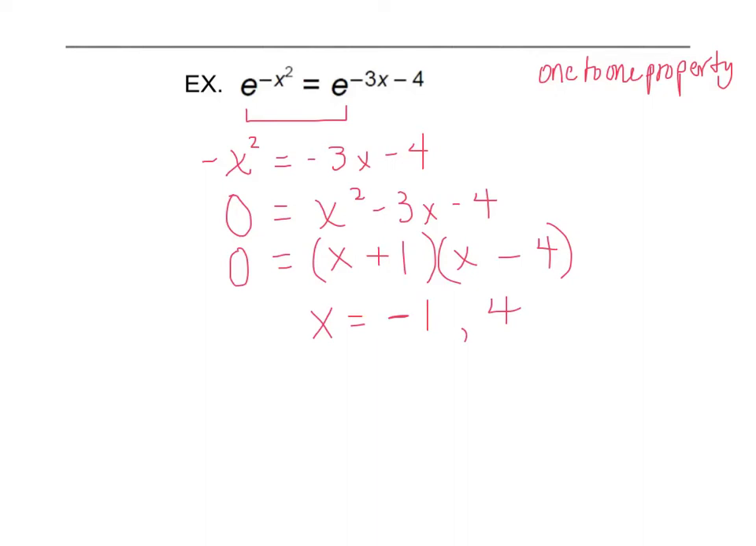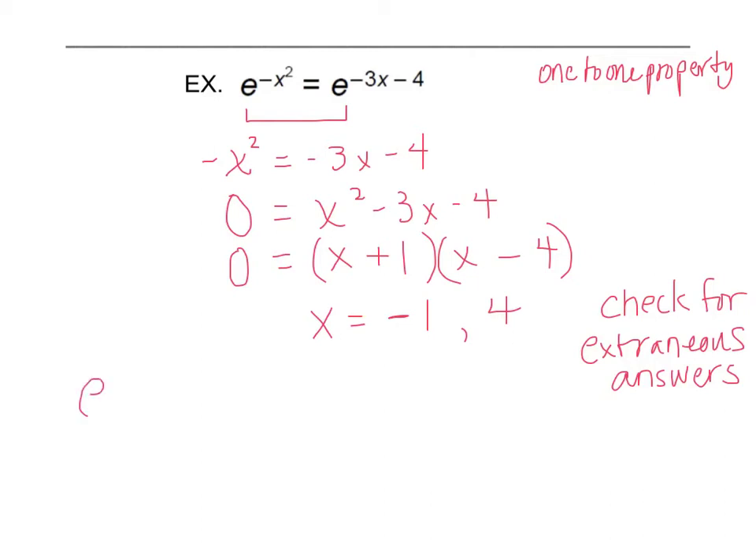It's also possible that I might have something extraneous, so we need to check for extraneous answers. Anytime you have a squared, you possibly could have an extraneous answer. Okay, so I'm going to put in e to the -1 squared equals e to the -3 times -1 minus 4.